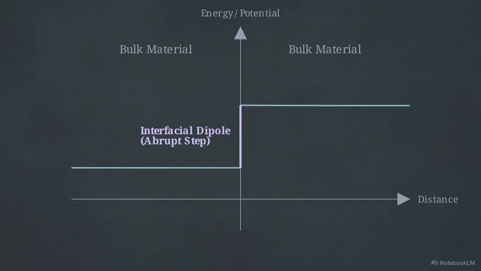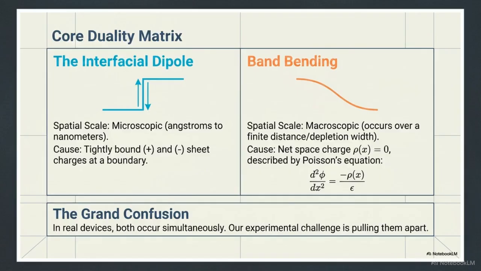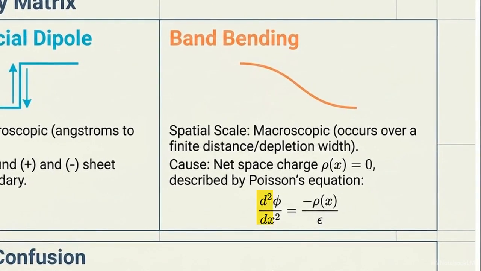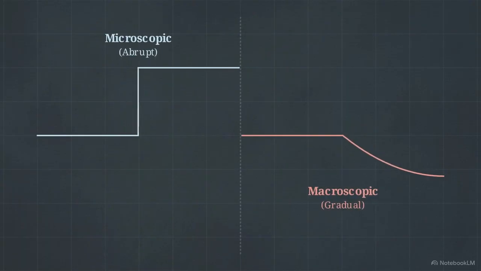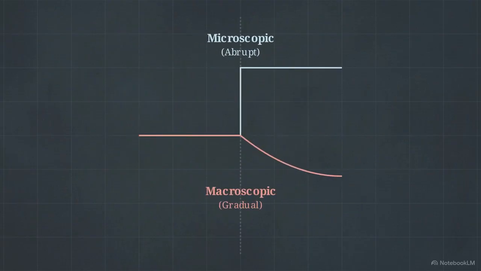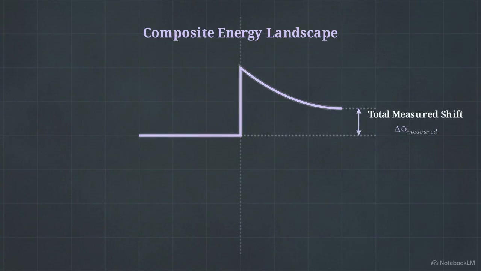We also have to account for band bending. Unlike this sharp jump of a dipole, band bending is a gradual potential variation. It spreads out over a much wider macroscopic distance known as the depletion width. This chart breaks down the physical causes. That gradual curve happens because a net space charge accumulates in the bulk material, which is governed by Poisson's equation. In real devices, these two distinct physical phenomena, the microscopic step and the macroscopic curve, almost always occur simultaneously. They overlap to create a composite energy landscape.